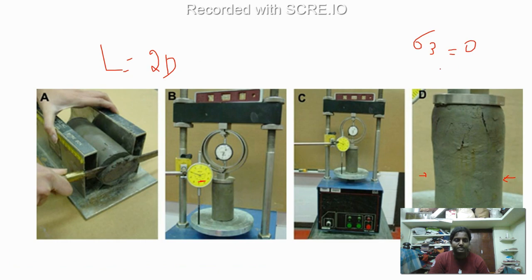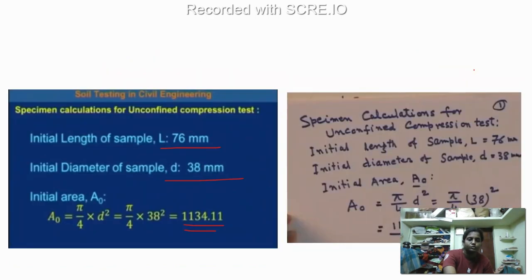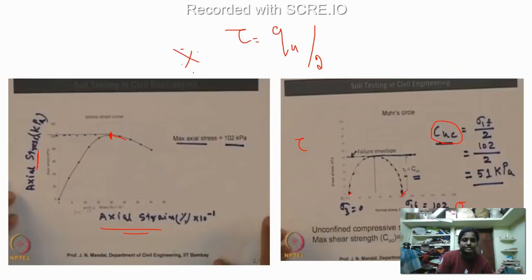Your minor principal stress is 0, so there is no confining stress. So you will be able to get sigma 3 as 0, and this is sigma 1f. You can draw a neat Mohr circle. And this is nothing but your Cu. That is your tau equal to Cu, we tell, for a pure clay soil.